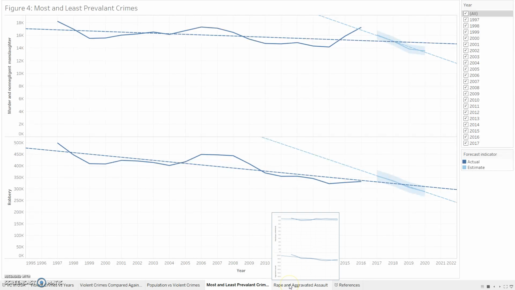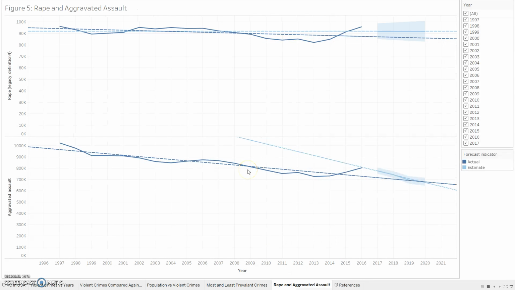Interestingly enough, if you go to the last two categories, rape and aggravated assault, they also have a forecast of a downward trend. However, rape shows a stagnation trend, which is interesting. I thought that out of the four categories, rape was the only one that actually flatlined. The other categories were declining.